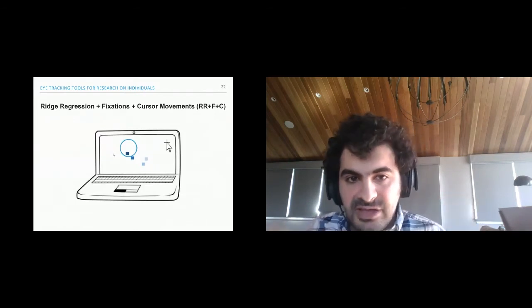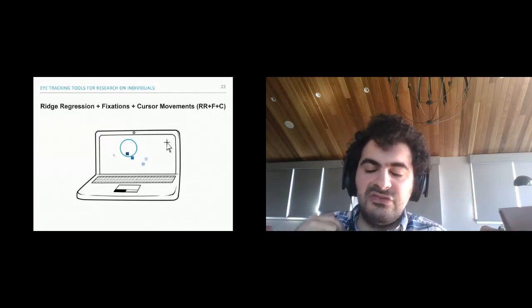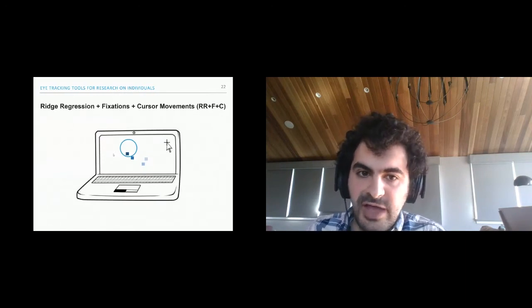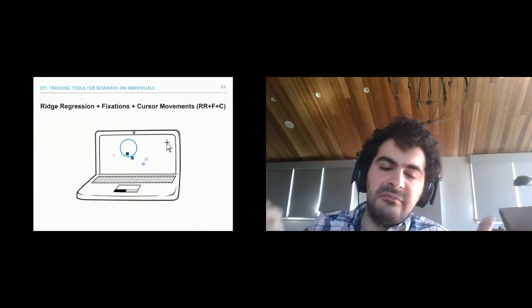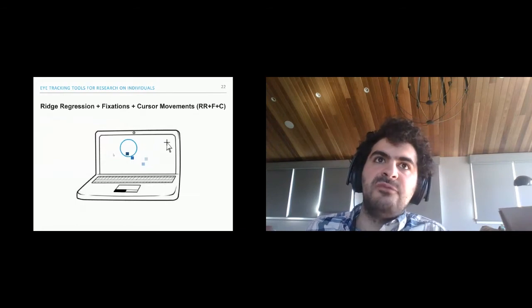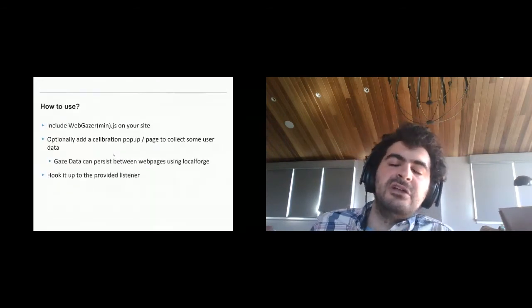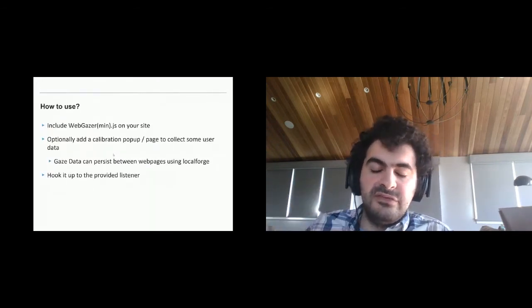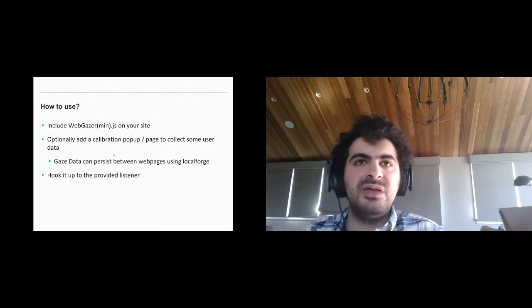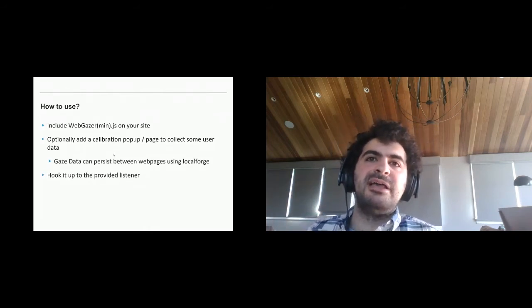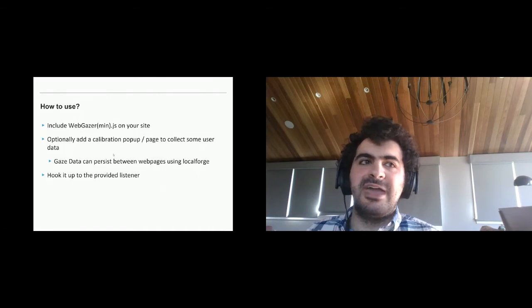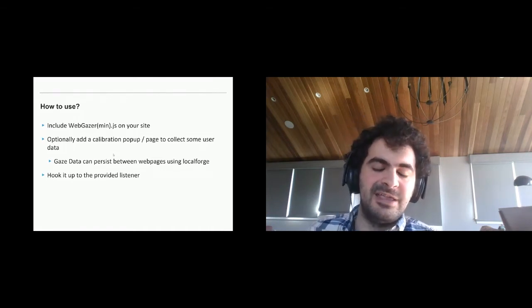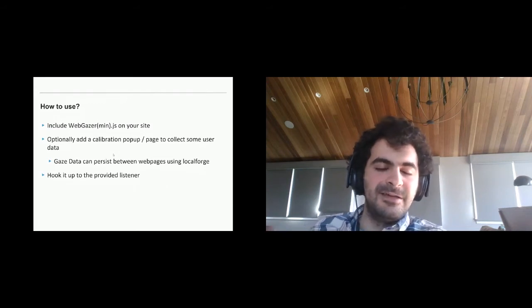So how do you actually include it? You just add the JavaScript file on your website as a source file. You then can optionally add the calibration page earlier, basically have the user click around in certain points. I'd actually recommend doing that because otherwise the user may just think, okay, I'm looking around, why isn't it doing anything? And it won't be doing anything because it doesn't have any training data.